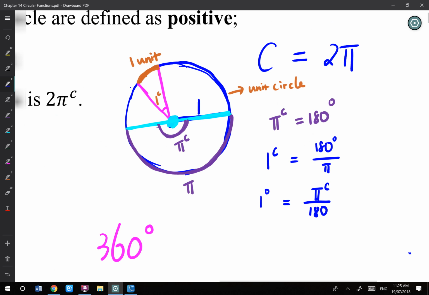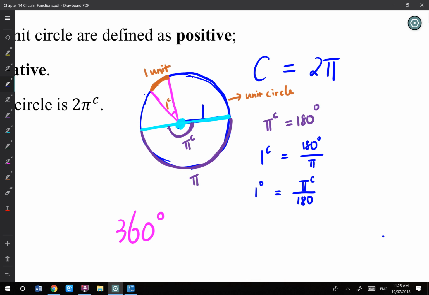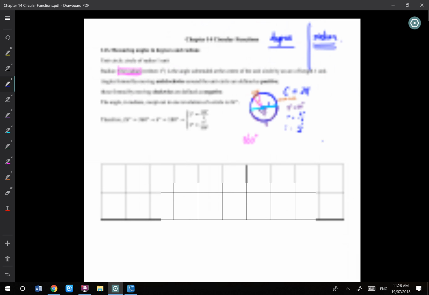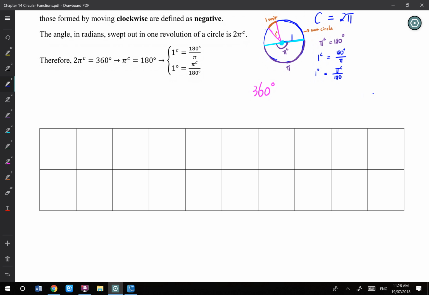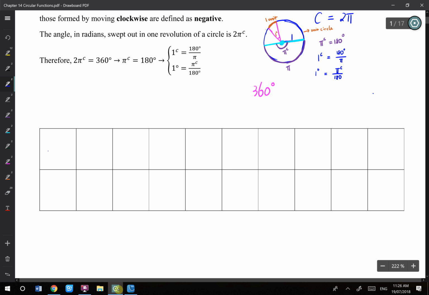So, let's do one example. I'll give you a table below here. I will write 30 degrees here. I will put pi on 4 here. And pi on 3 here.